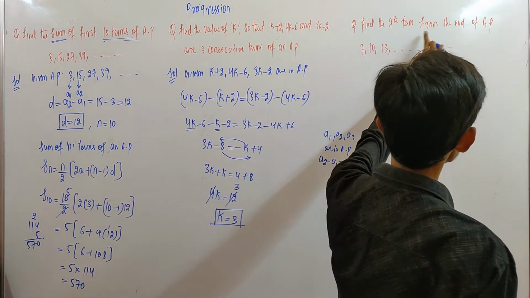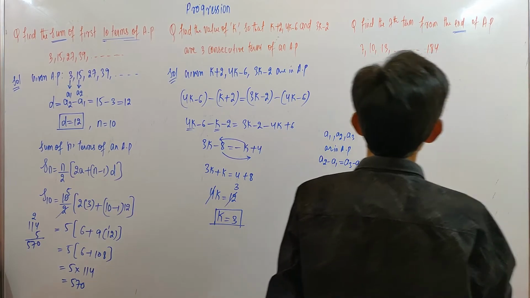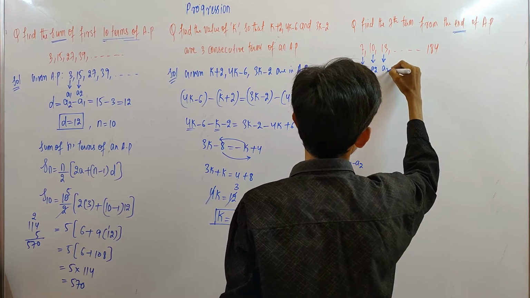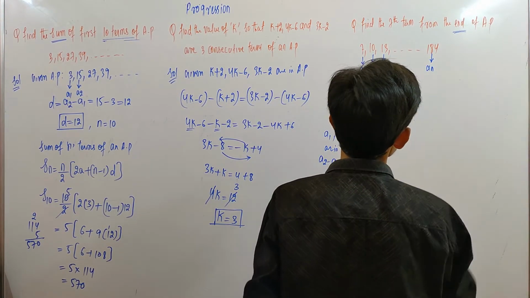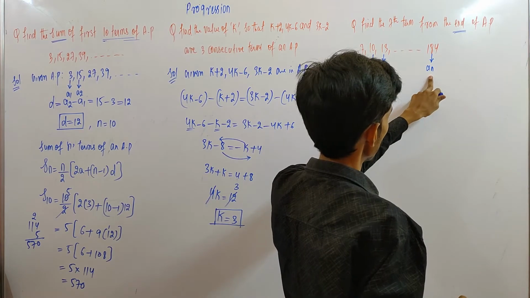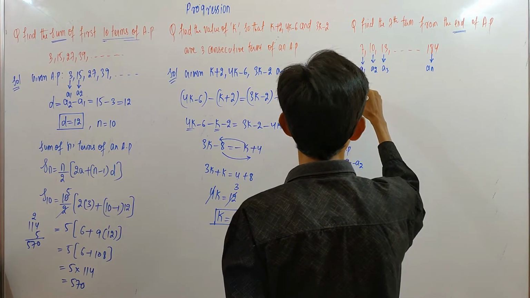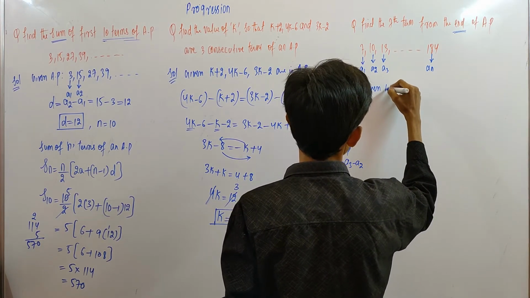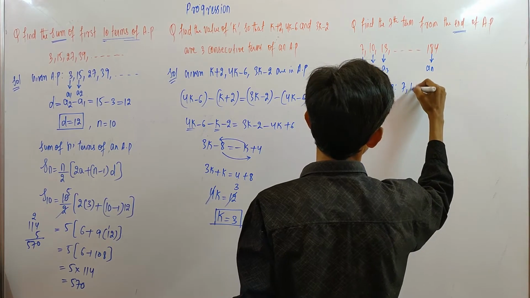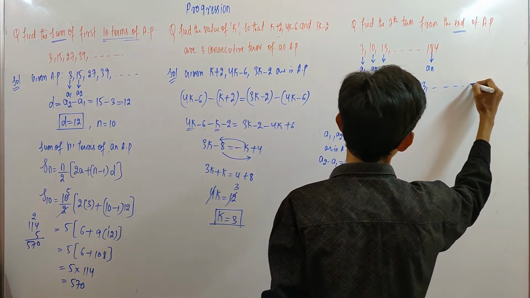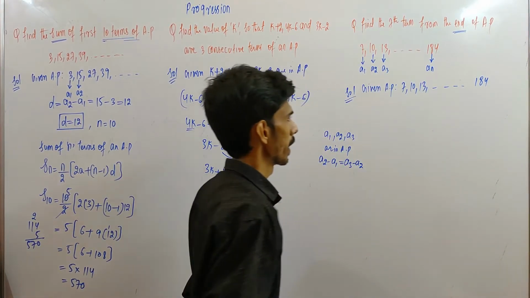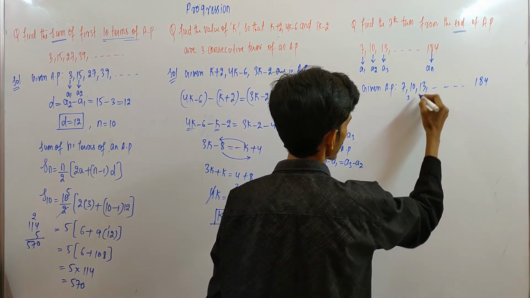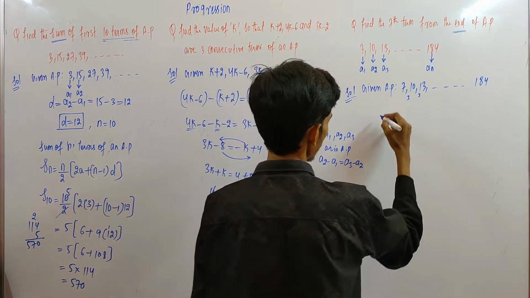Now find the seventh term from the end of the AP. So this term is A1, A2, A3, and this is the last term AN, but we want the seventh term from this end. Given AP is 7, 10, 13 and so on up to 184. Here we have a common difference, 10 minus 7, 3. Here also 3. So writing in reverse order.